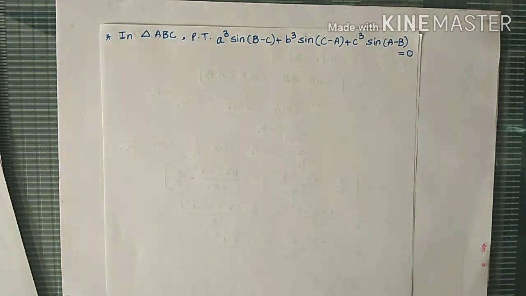Let's solve one more question. In triangle ABC, prove that a cube sine of b minus c plus b cube sine of c minus a plus c cube sine of a minus b equals 0. So here we have to prove that the sum of these three terms is 0. Whenever the sum is 0, that means the terms cancel each other. So that's why we get 0 on the right hand side. So we have to cancel those terms.